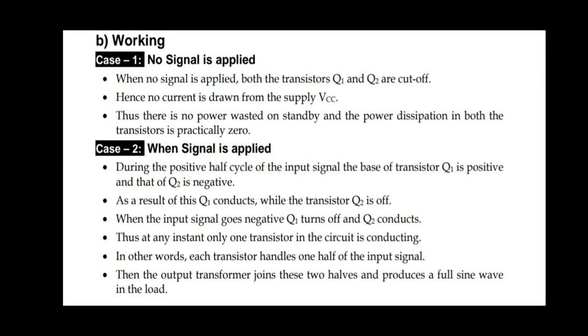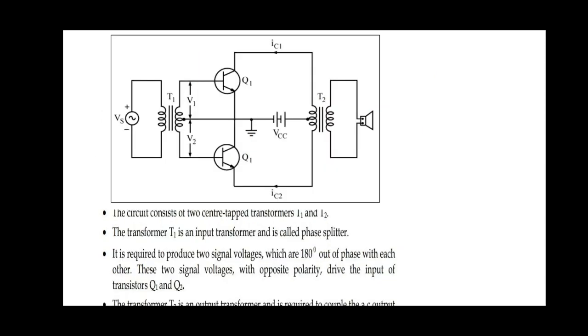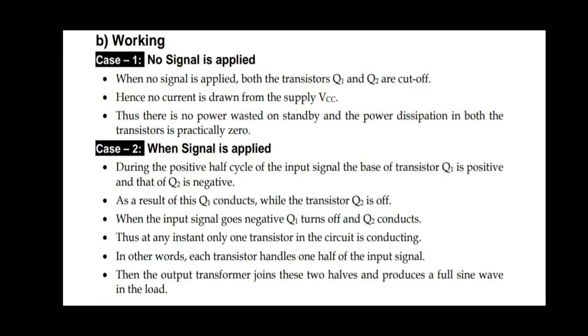Case 2: when an input signal is applied, during the positive half cycle of the input signal, Q1 is in the active state. The base of transistor Q1 is positive and that of Q2 is negative. As a result, Q1 conducts while transistor Q2 is off. When the input signal goes negative, Q1 is off and Q2 conducts.